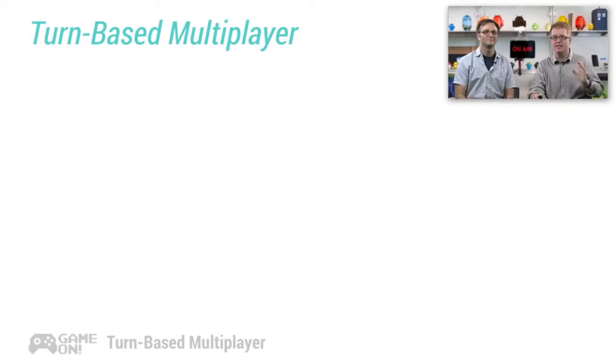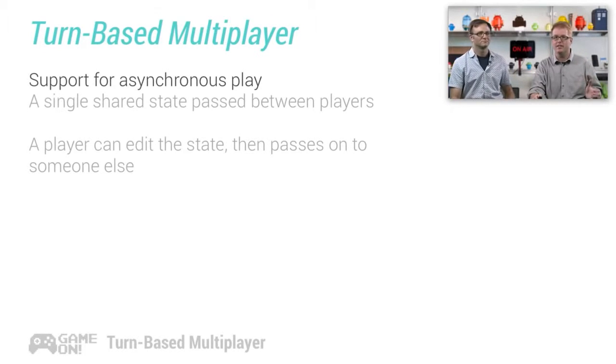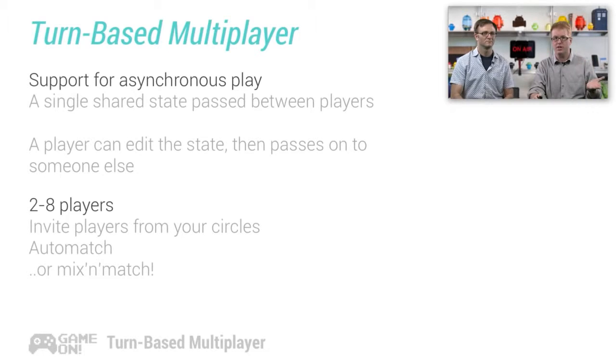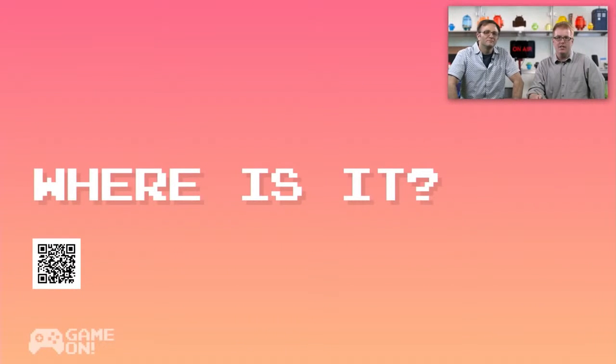I'd love to. So, first question is, what is turn-based multiplayer? Turn-based multiplayer means a single shared state passed between multiple players. Only one player has permission to edit the shared state at a time. Once you've edited it as much as you want, you pass it on to somebody else. We support 2-to-8 players, including auto match, and you can actually mix and match your auto match. You can have some invited players, some auto match players. You can see all of the documentation and stuff at this URL that our producer has added here. Oh, look at that. Magic of post-processing.